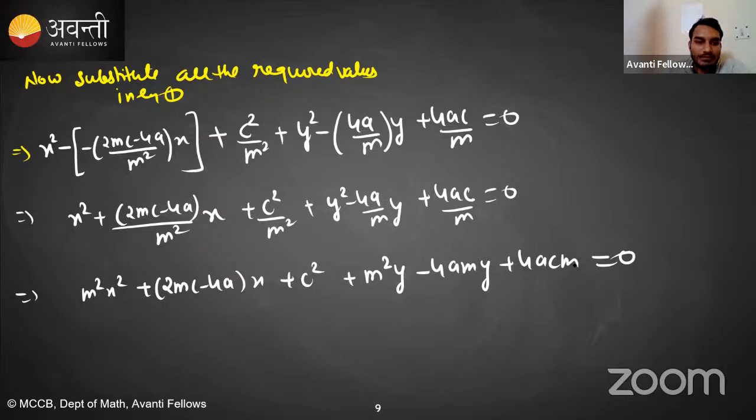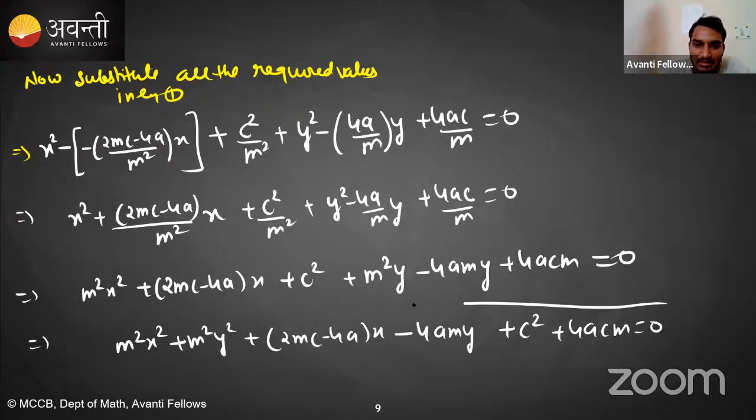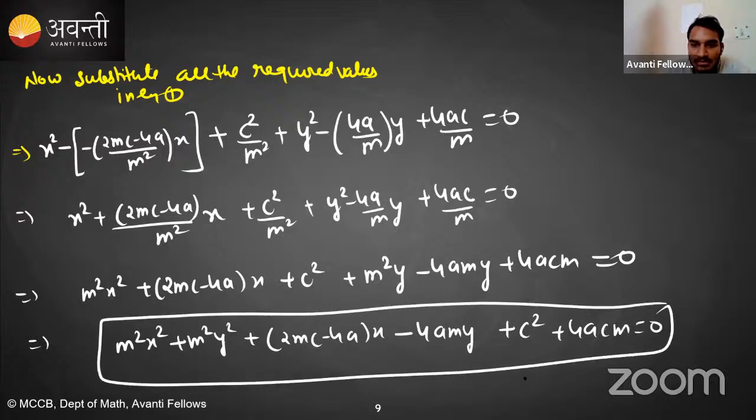Is this clear, students? Right? So now just write it down. Rearrange the terms. m square x square plus m square y square plus 2mc minus 4a into x minus 4am into y plus c square plus 4acm is equal to 0. This is the required equation. Is this clear? Students, is this clear? Tell me. How many of you understood? Tell me quickly in the chat box. Is this clear?